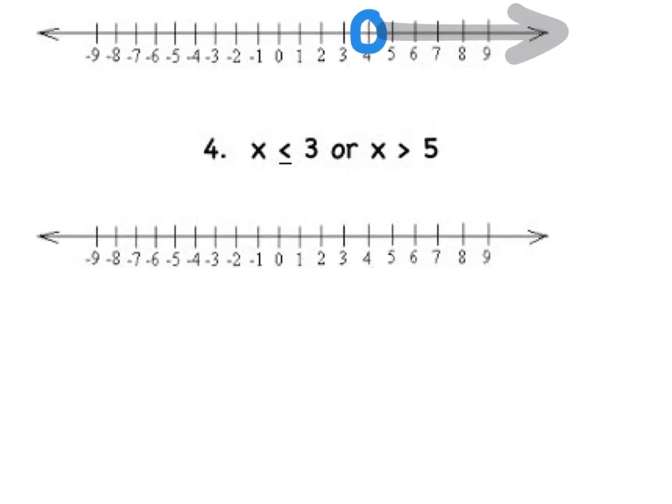Number 4 is also a compound inequality. This one is an OR. X is less than or equal to 3, so that would be all the values smaller than and equal to 3, but then the values greater than 5, so open circle on 5, and I shade out.